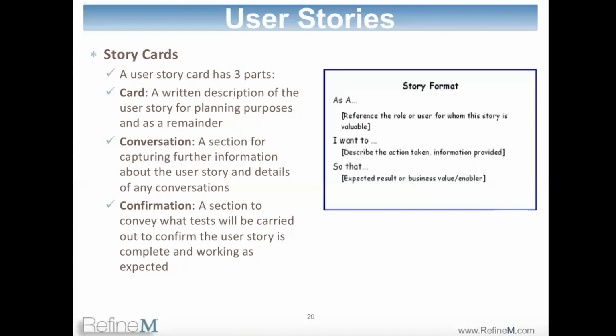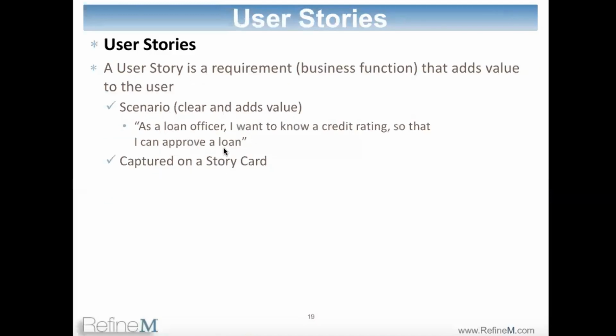So you write one single line, like this one: as a loan officer, I want to know credit rating so that I can approve loan. Now, if a developer looks at it, he may have questions. Are we talking about credit rating from one bureau or all three bureaus? That kind of question came to my mind, right? You may have other questions if you were to develop this user story, if you had to write code for it. And the answers to those questions go in the conversation part.